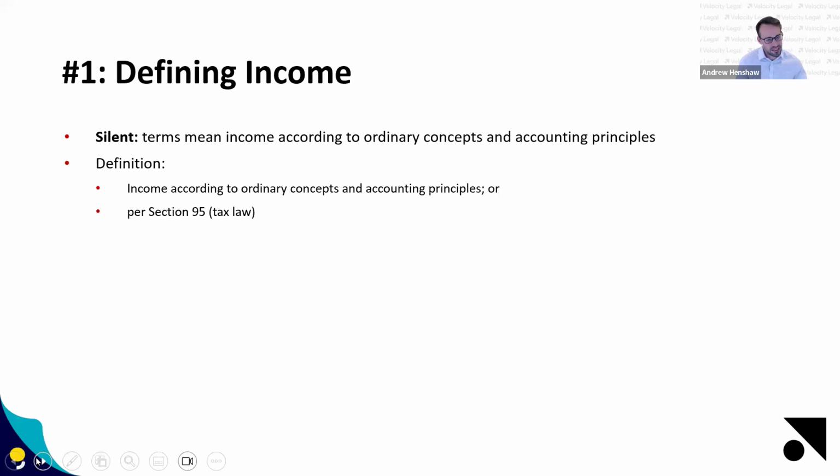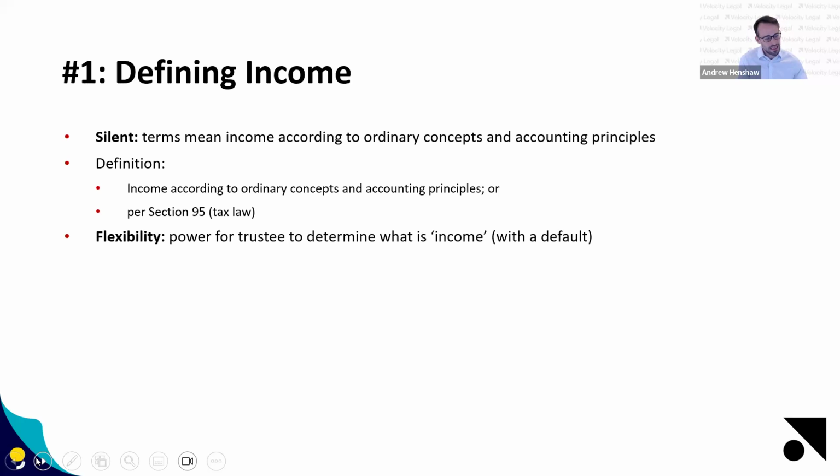You might have a definition, and the two most common ones are, again, ordinary concepts and accounting principles, or income means income pursuant to Section 95 of the Tax Act, which is what I referred to earlier as an income equalization clause. The intent is, we don't want them to be different, so we'll equalize them. But as I said earlier, even they're not always equal.